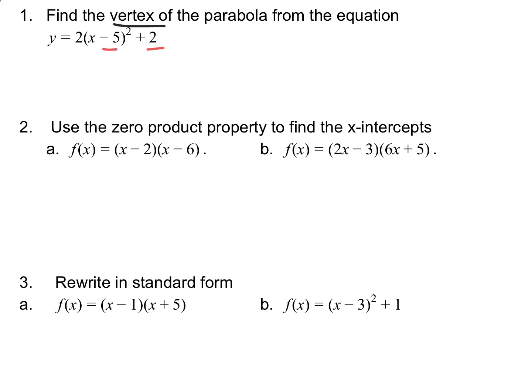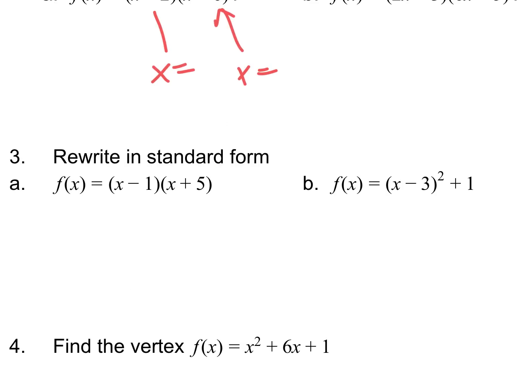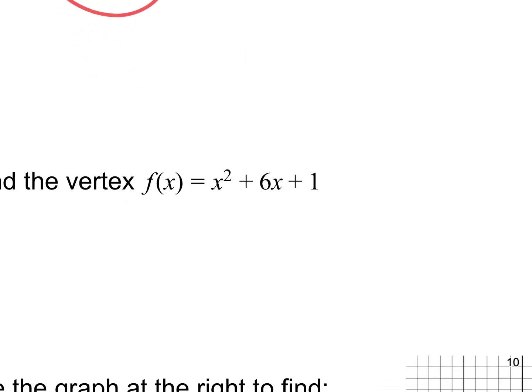This kind, x-intercepts, that's just x equals this and x equals that. They're super easy. This kind, pain in the butt. Got to multiply them all out. First, outside, inside, lasts, you know. This kind, negative b over 2a.